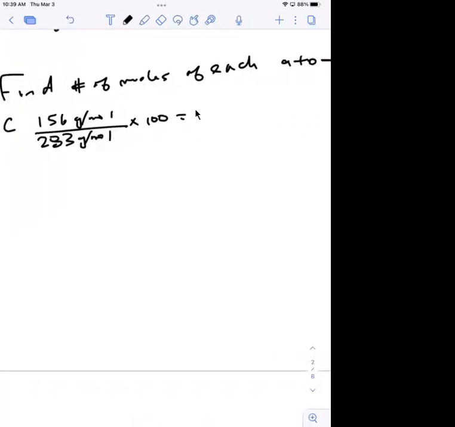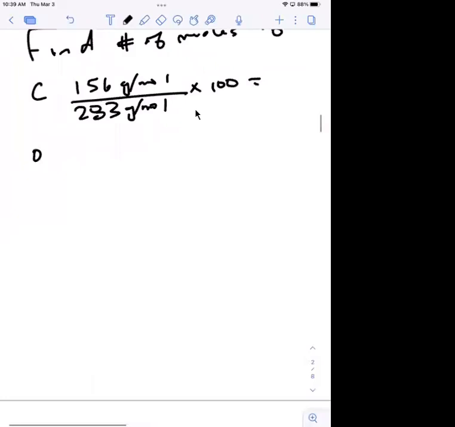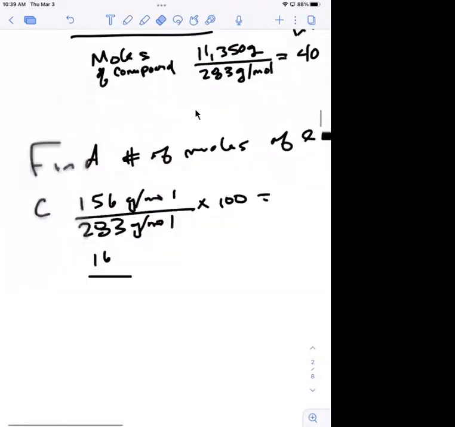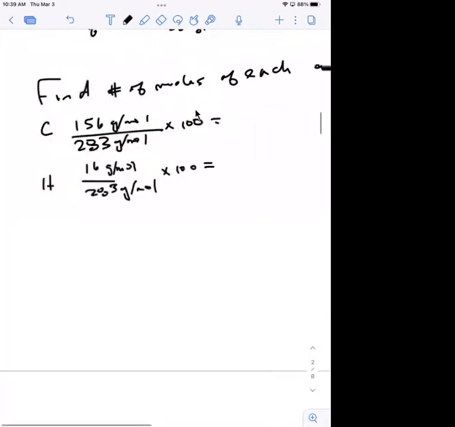And then for oxygen, we only had one oxygen. So that'll be 16 over, I'm sorry, this is not oxygen. Where am I? We had 16 hydrogens. This is for hydrogen. So that's 16 grams per mole over 283 grams per mole times 100. That's going to give me the percentage of hydrogen.